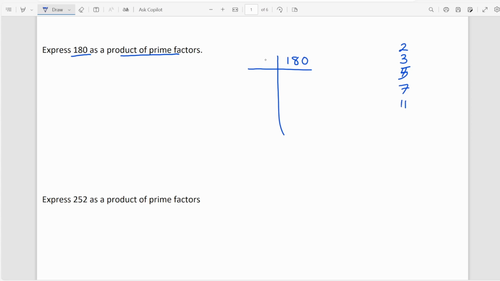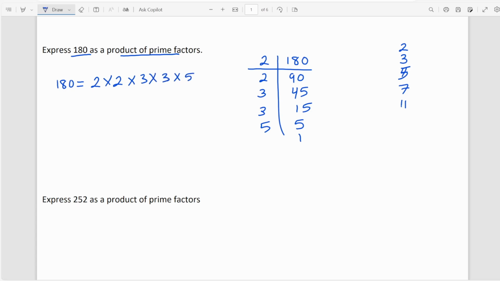So now I'm going to firstly divide by 2, because this is an even number. That gives me 90. As you can see, I can still divide by 2, it's still an even number, so we get 45. All right, now 45 can divide by 3. How did I know that? Because 4 plus 5 is 9, and 9 is a multiple of 3. Okay, and this gives us 15. Again, 15 will divide by 3, gives us 5, and 5 divided by 5 is equal to 1. So 180 is equal to 2 times 2 times 3 times 3 times 5.